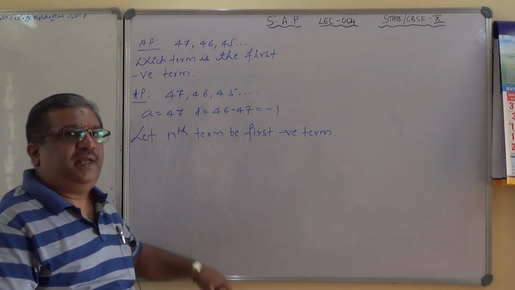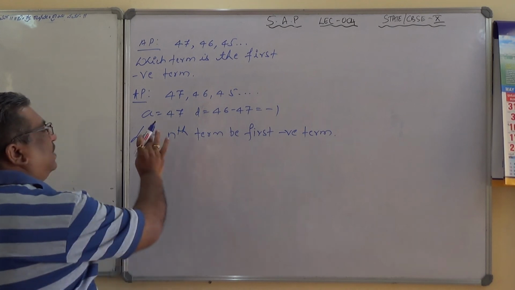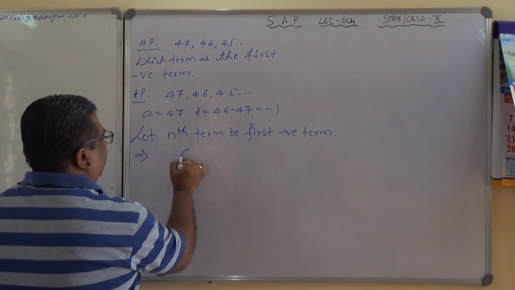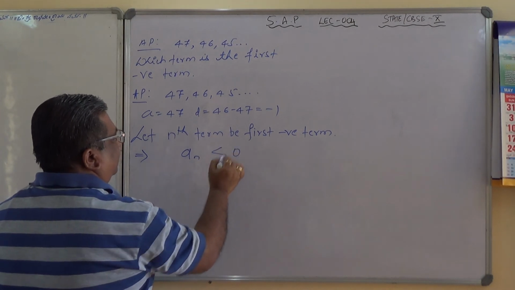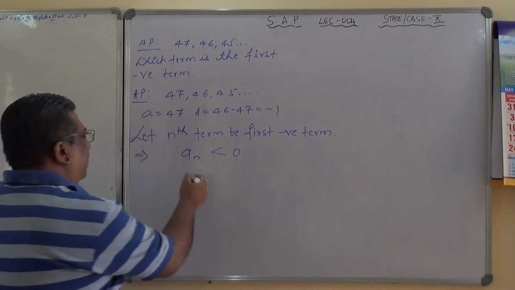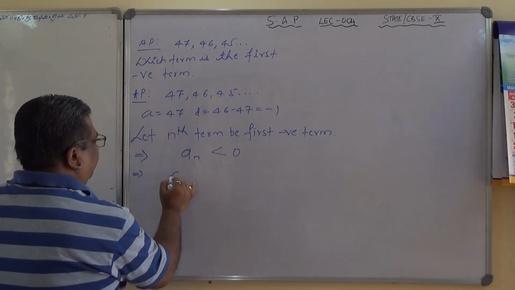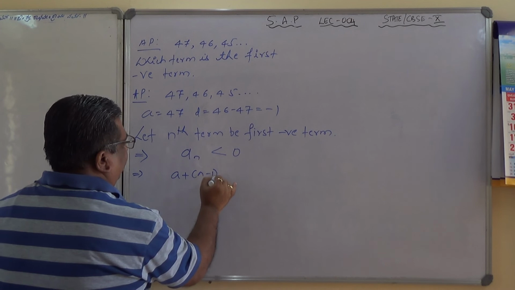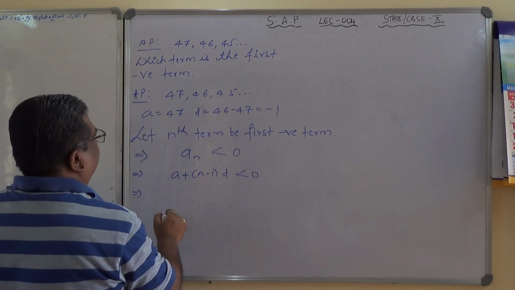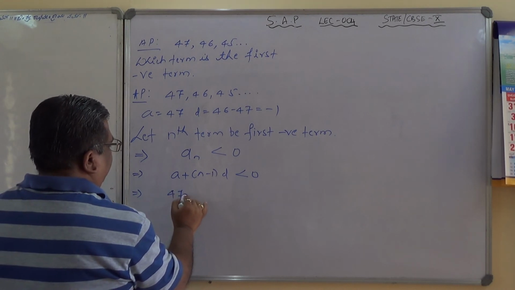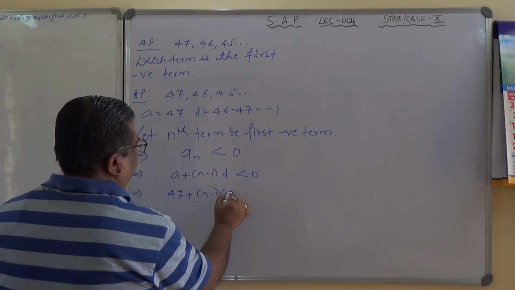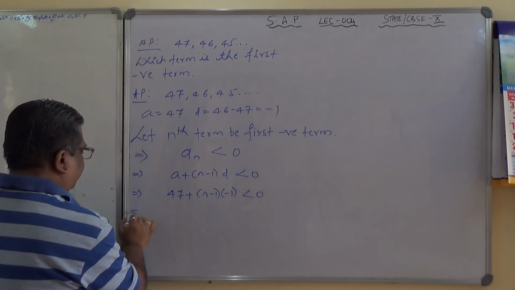Here we have to solve inequality. Let nth term be the first negative term, therefore implies an is less than 0. समझ में आ रहा है आपको? You are able to understand, I hope. Here this implies a plus n minus 1 into d should be less than 0. What is a here? 47 plus n minus 1 times d is how much? Minus 1 should be less than 0.